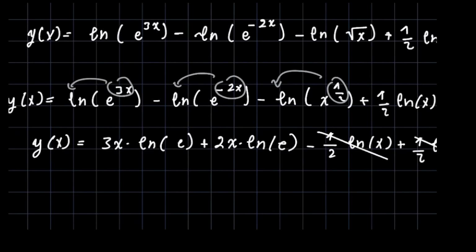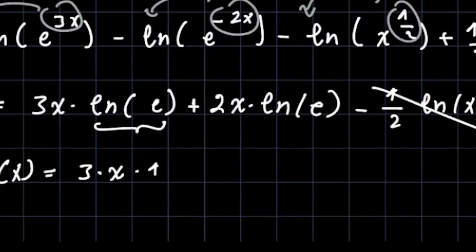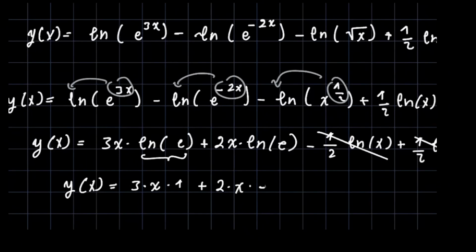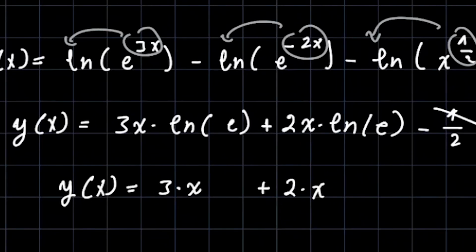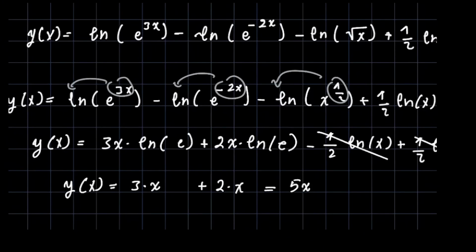So I would be saying that y of x here would be equal to 3x, or 3 times x times 1, which is what ln e is equal to, plus 2 times x times also 1, which is also what ln of e is equal to. And since it's multiplication, I don't need to write that it's multiplied by 1, because that will just be equal to the same thing. And then I'll have 3x plus 2x, and these are like terms, and then I can add them simply, and my final answer would be y of x is equal to 5x.